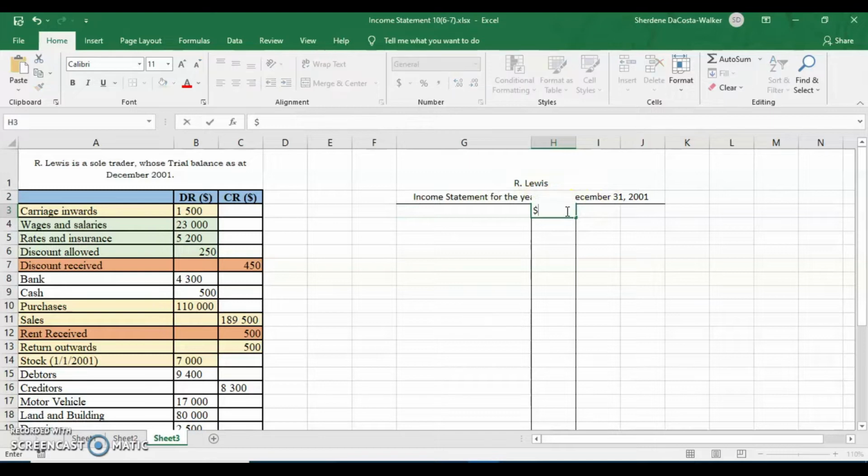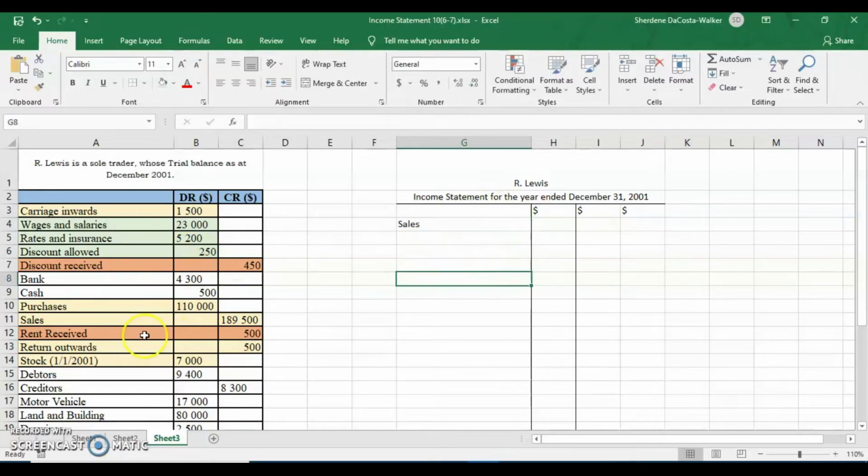Now there are 3 columns, and since I'm dealing with money, I'm going to have to put in my dollar symbol. The first thing I will always have in my income statement is my sales. Now, in this particular question, there's no return inwards. And because there's no return inwards, I'm going to put my sales figure in the last column as my total column, right? But if there was any form of return inwards, I would have placed it in this column.